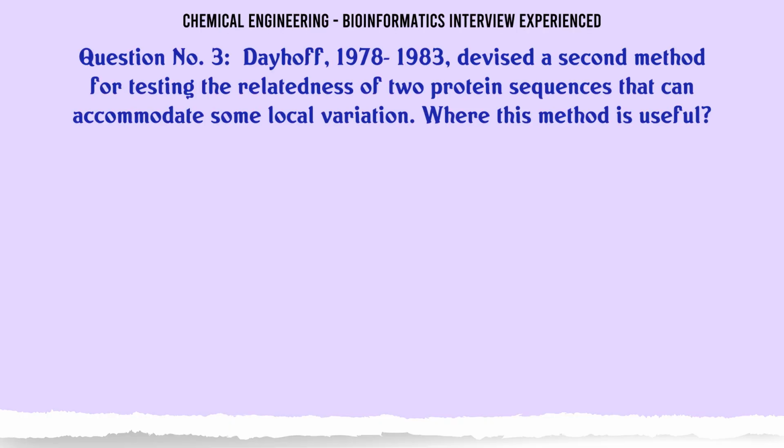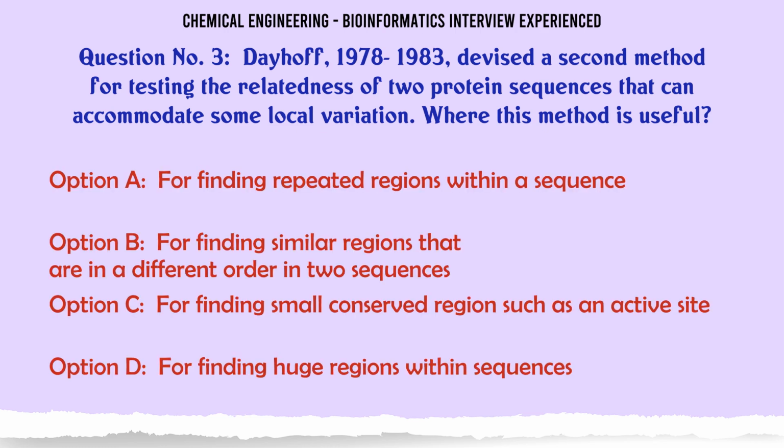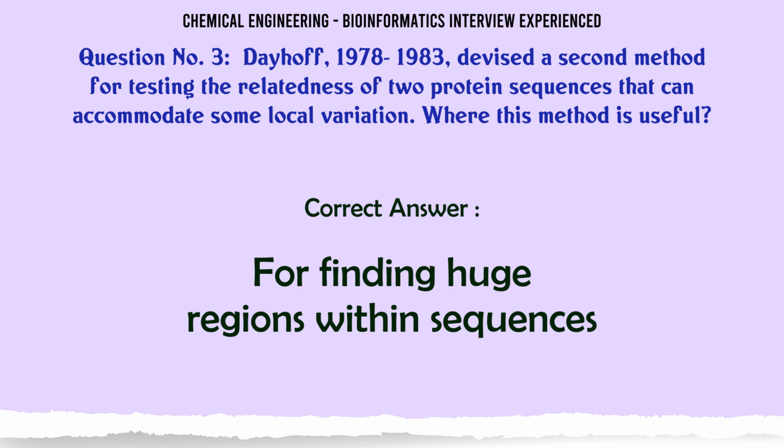Hoff, 1978-1983, devised a second method for testing the relatedness of two protein sequences that can accommodate some local variation. Where is this method useful? A. For finding repeated regions within a sequence. B. For finding similar regions that are in a different order in two sequences. C. For finding small conserved regions such as an active site. D. For finding huge regions within sequences. The correct answer is for finding huge regions within sequences.